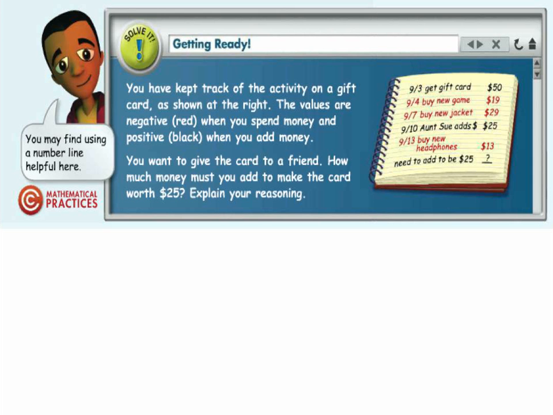Now here we go. We've got a little getting ready here. If you kept track of the activity on a gift card shown at the right, the values are negative in red when you spend money and positive in black when you add money. You want to give the gift card to a friend. How much money must you add to make the card worth 25 bucks? Explain your reasoning. So take a second, pause the video, and go ahead and answer that question. Make sure you explain your reasoning. All right? Pause it. Give it a shot. When you're ready to come back, here we go.